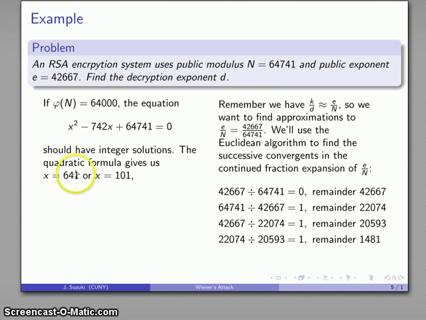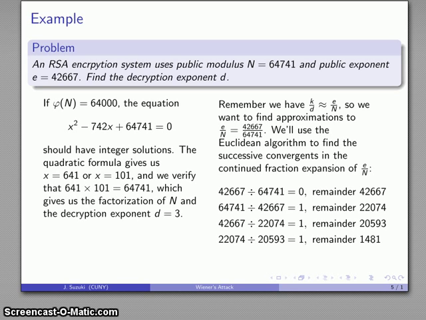On the other hand, we do have the quadratic formula, so applying the quadratic formula does give us two integer solutions, 641 and 101, and we verify that their product is, in fact, the product n. And that gives us our factorization. Who cares? More importantly, it tells us that d equals 3 is the correct decryption exponent.